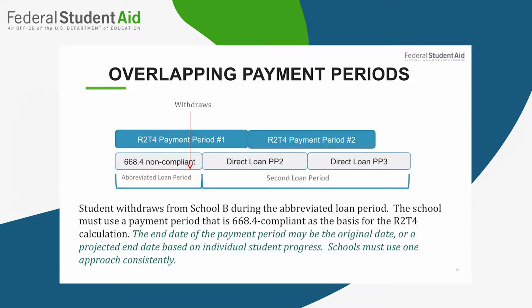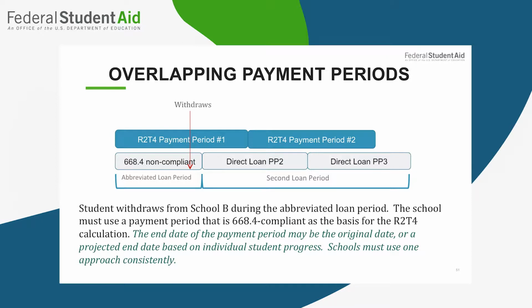So what we're saying here is in italics in the last portion of this slide. The end date of the payment period in this case can be the original scheduled date or a projected end date based on that student's individual progress, or you can use either one of these approaches. You just need to use one of these approaches consistently on what you use when you determine the end of the payment period.